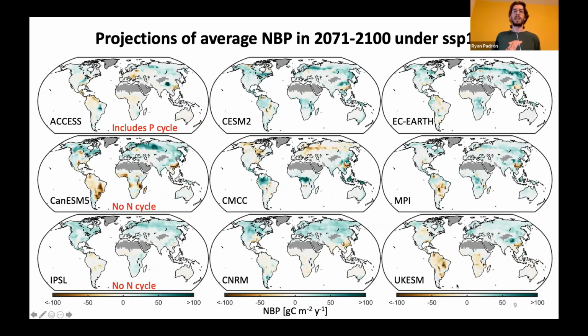Now in the next slide, when explaining differences across models, I will focus only on the 6 models here to the right and not consider the ACCESS model because this is the only one that includes also a phosphorus cycle in addition to the nitrogen cycle. And I will also omit the CAN-ESM and IPSL models because these two do not have a nitrogen cycle and therefore do not account for nutrient limitation as well as the other models do.